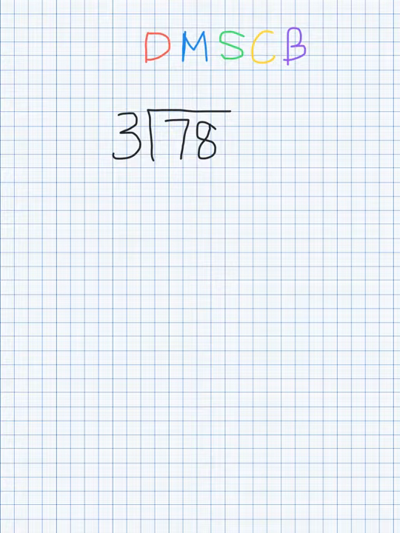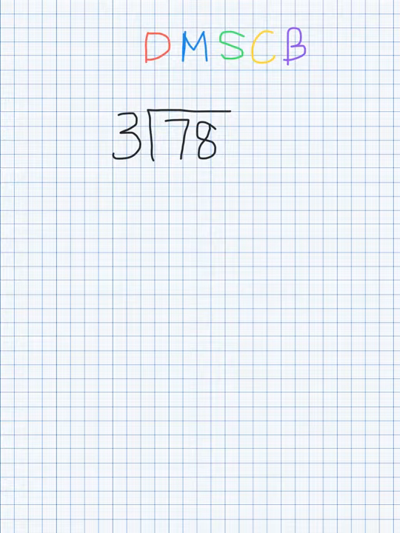So I went ahead and wrote that out, the DMSCB. The D stands for divide, that's the first step. The M stands for multiply, the S stands for subtract, the C stands for check, and then the B stands for bring down. So first we make sure that they're reading the problem correctly.